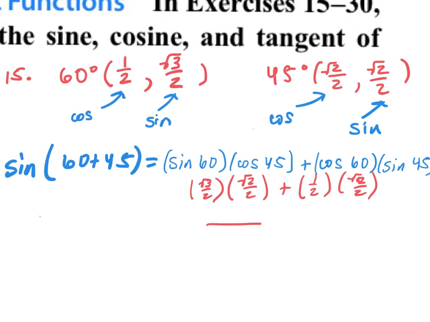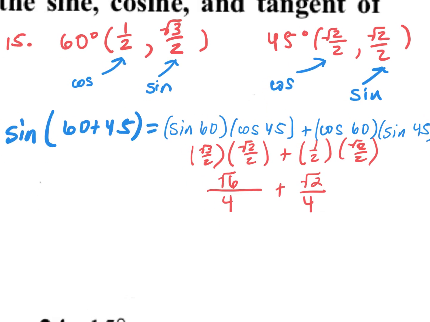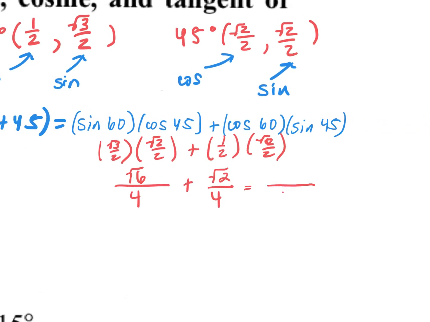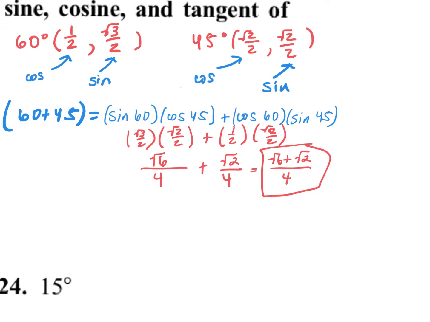So now we're going to simplify. Square root of 3 times the square root of 2 is the square root of 6. 2 times 2 is 4. Plus 1 times the square root of 2 is the square root of 2 over 2 times 2 is 4. When we simplify this a little more, I have a common denominator of 4, and this can be written as the square root of 6 plus the square root of 2 over 4. You cannot simplify any more than that, guys. It stays just like that.